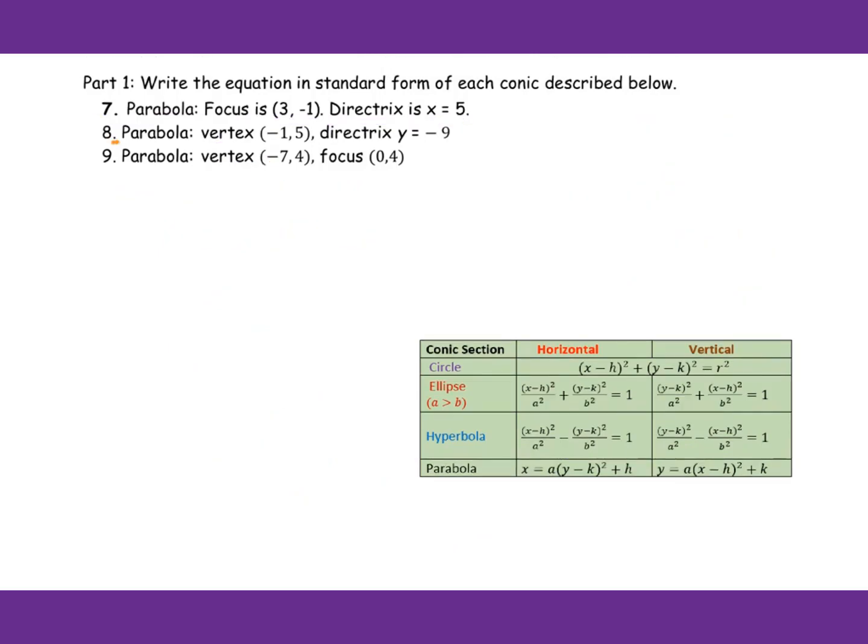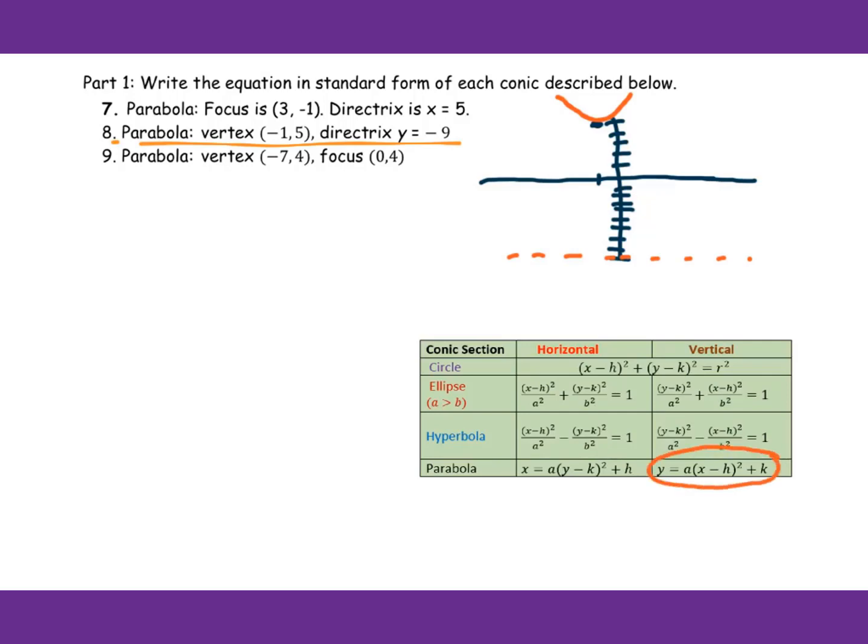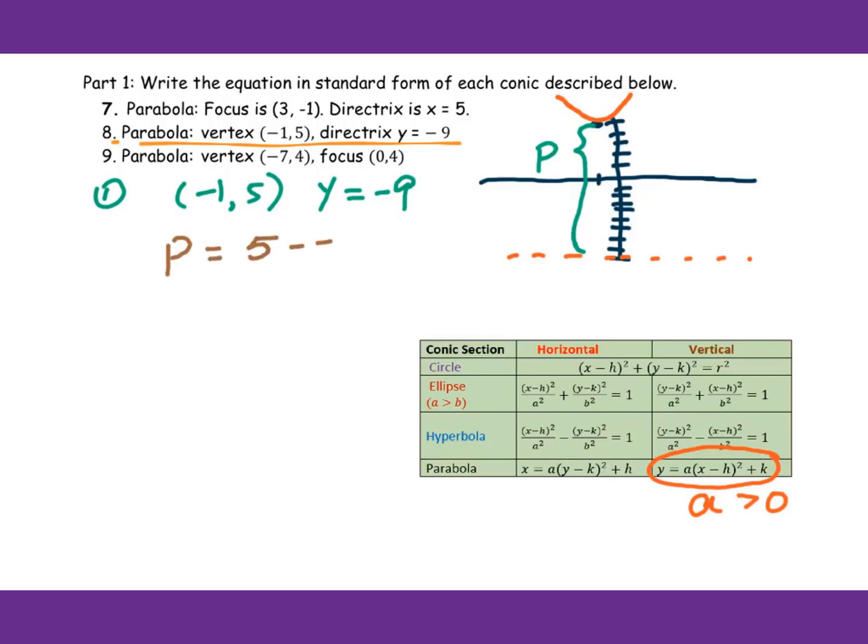Now let's go to number 8. Parabola, vertex given and a directrix. So we sketch the graph for the directrix and a vertex. We could say this will open up. That's y equals, then a greater than 0. From the given vertex (-1, 5) and also y equals -9, we can get p. p equals 5 minus -9, that's 14, because both are y. Therefore, a equals positive 1 over 4p. So you get 1 over 56.